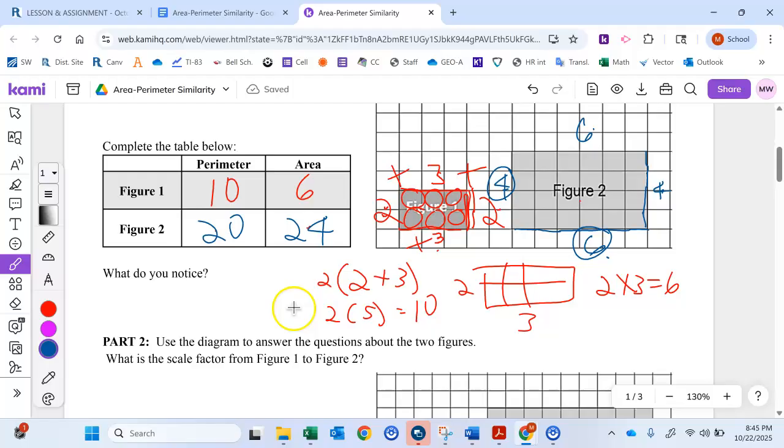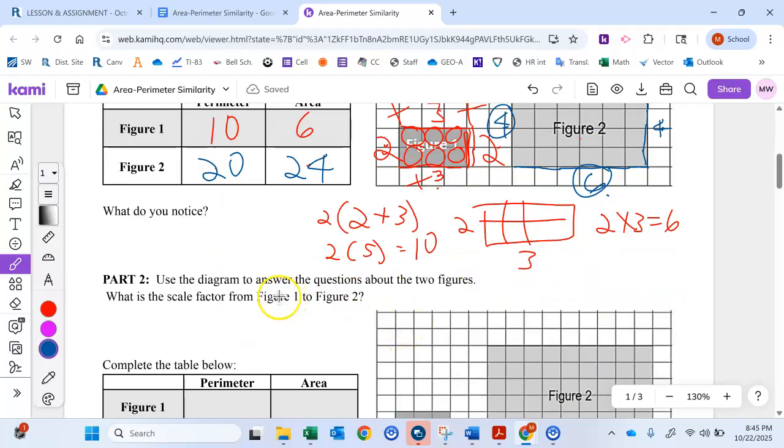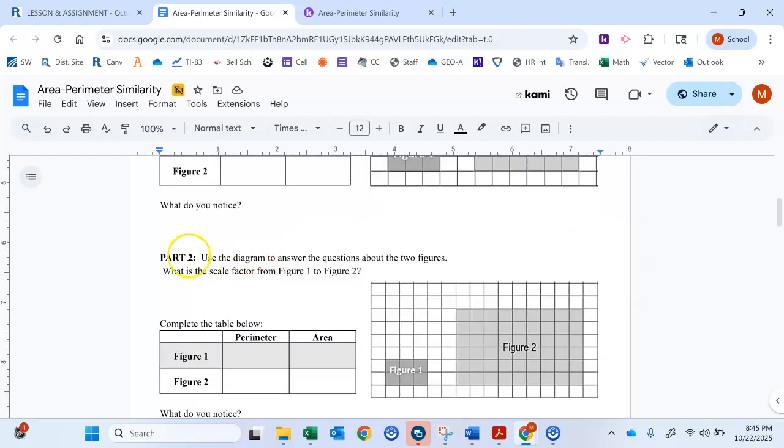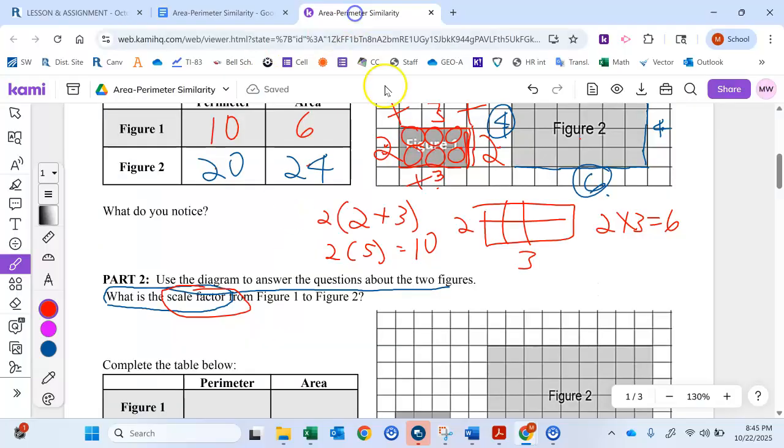So what do we notice about this? Anything? Okay, now we're going to use a diagram to answer the questions about the two figures. What is the scale factor? Remember this? We learned about this. What is the scale factor? Go back here and do the translation right here to make sure you understand what's being said.